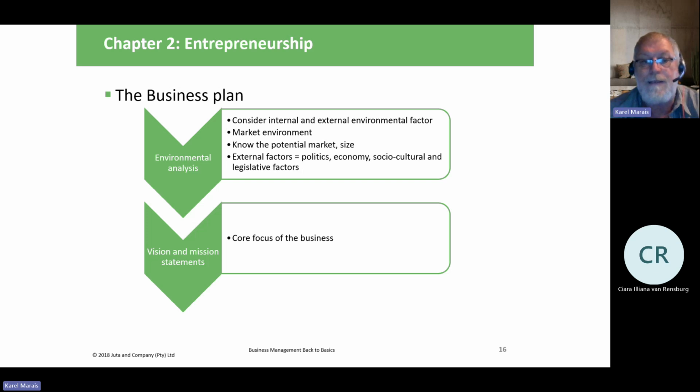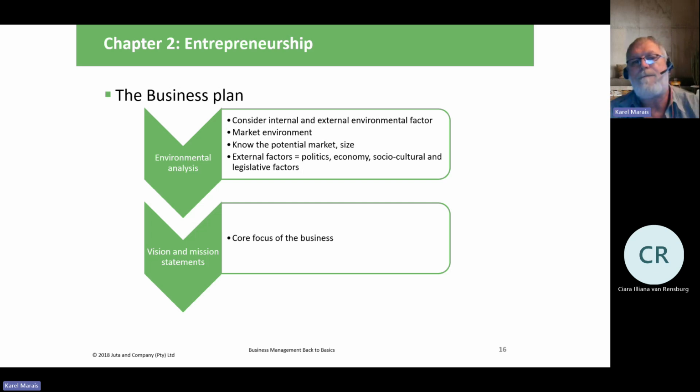So we're specifically looking at the market, right? What is happening in the market? Who is in the market? And what is the size, the potential market size? And then we're looking at those external factors, the politics, the economy, the socio-cultural, and the legislative factors that might have an impact on our business, and how those impacts will be negative or positive to the business.